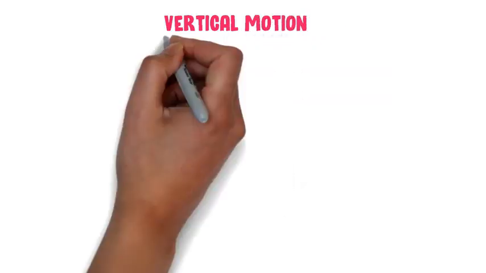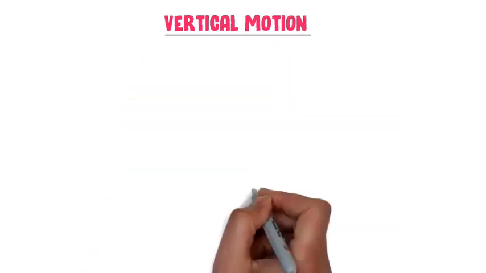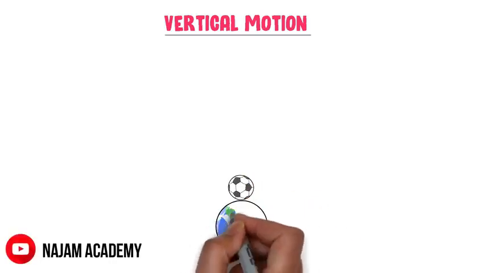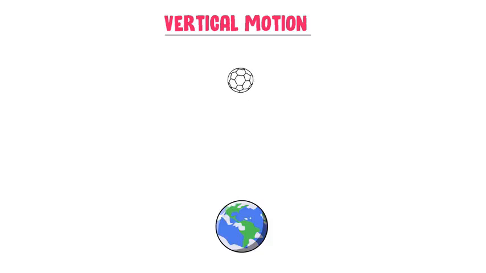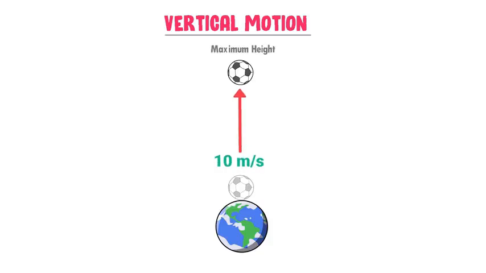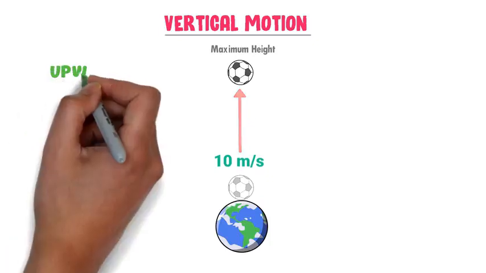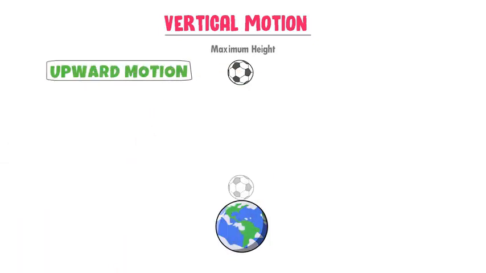Firstly, let me teach you the vertical motion, which will make things super easy. For example, consider a ball present on the surface of the earth. Now you throw this ball in upward direction. Let the initial velocity of this ball be 10 meters per second. Here, let me discuss the upward motion of this ball.